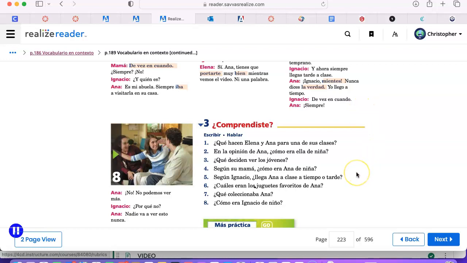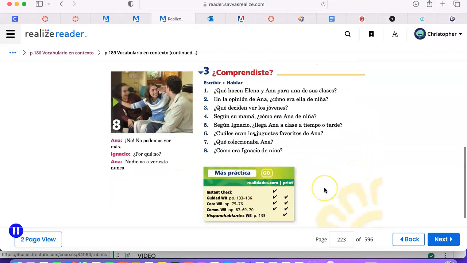All of the answers to these questions are in the text. If you're struggling to come up with a full, complete response, you can just pull fragments from the script. That's okay. Again, I would encourage you to use the question to formulate your responses in a full, complete sentence. What is the subject of the question? For number 8, it's Ignacio. For number 7, it's Ana. For number 6, it's the favorite toys of Ana. So start off with that subject, los juguetes favoritos de Ana.